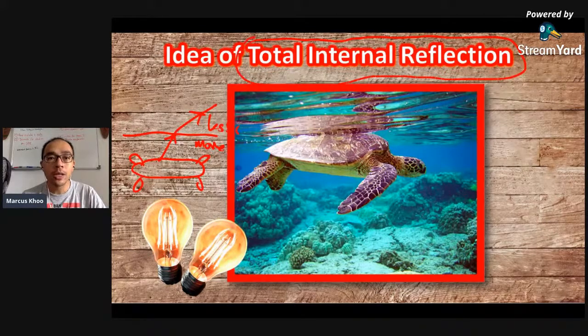Now total means the entirety, every light is reflected back. So whatever light is here is not refracted, but reflected back. So total, you don't see half a turtle, you see the whole turtle. Secondly, it is internal because it comes back towards the original source. And reflection because it is reflection.